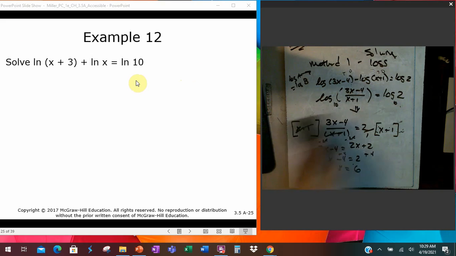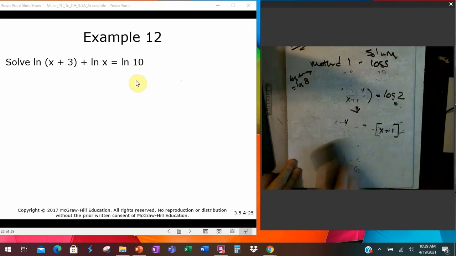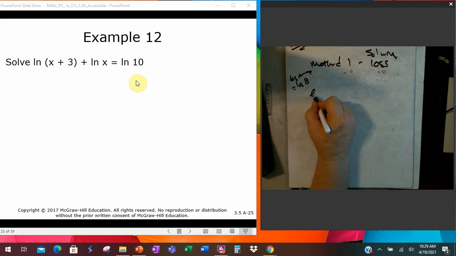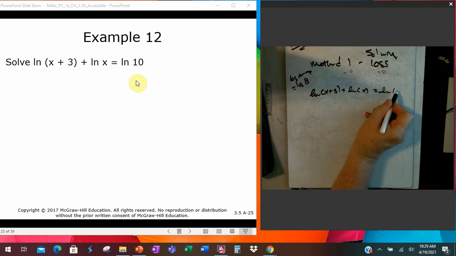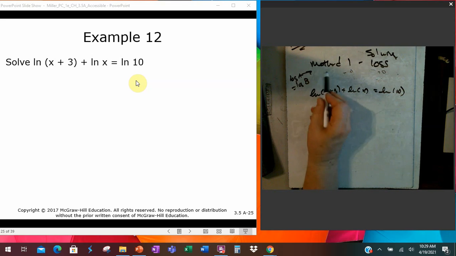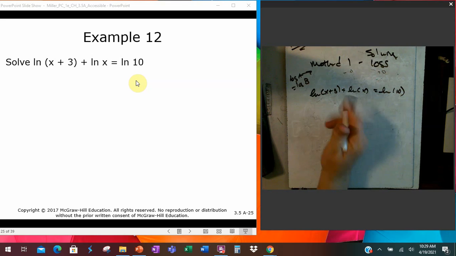So again, let me work one more real quick of this type. So the ln of x plus 3 plus ln of x is equal to ln of 10. This, I've got 2 ln's. I want to use method 1. I'll tell you what method 2 is in a minute. We got to go through that.